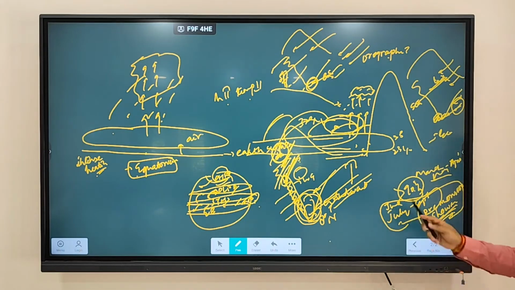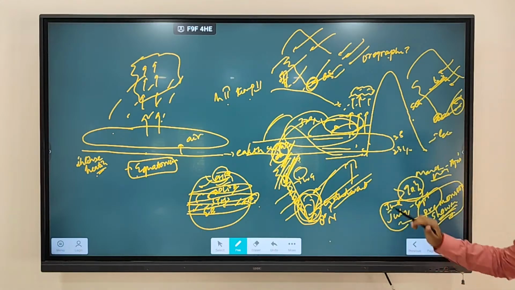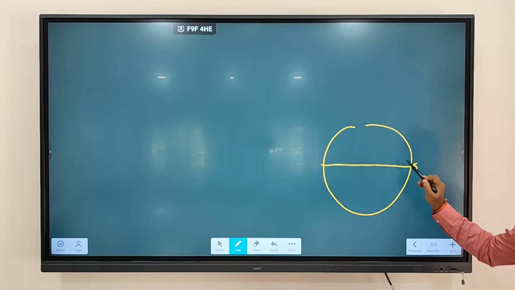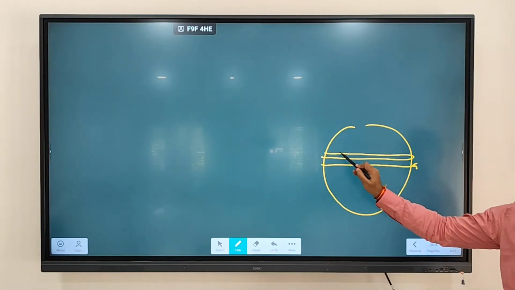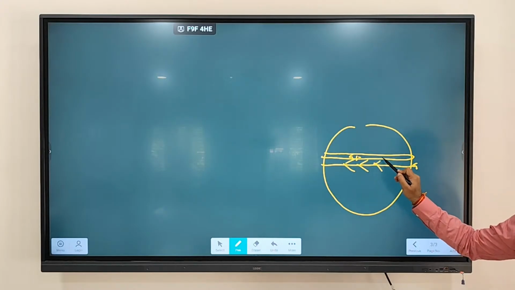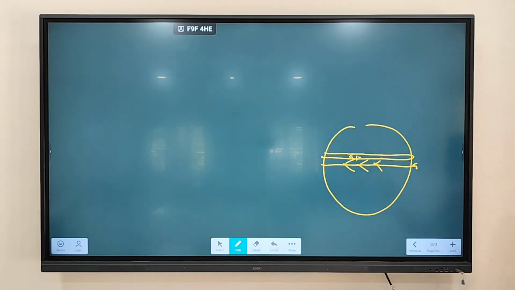Shifting of pressure belt means what? When the equatorial low pressure belt shifts over here, what will happen? Now we discussed the southeast trade wind has to cross the equator. When they cross the equator, they will be deflected towards which side? Right hand side due to Coriolis force. They become which type of wind? Southwest monsoonal wind. Clear?